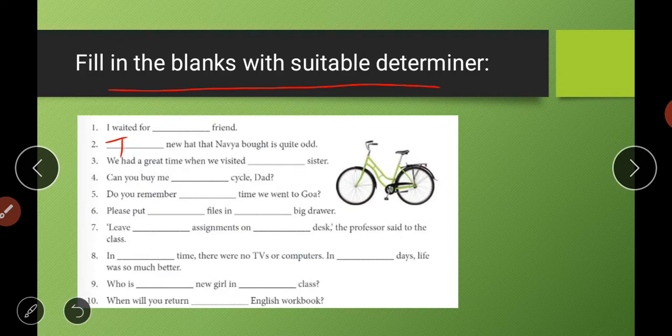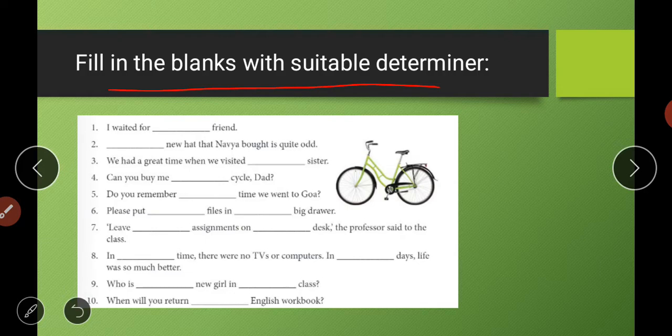Next is, we had a great time when we visited dash sister. So here we are using the word "we", so we are talking about plural sense. So here again we will use a possessive determiner. Which possessive determiner? Not "my". Here we will use "our", because in the starting of the sentence we are using the word "we", whereas earlier we were using the word "I". So, we had a great time when we visited our sister, so "our" will be the right answer here.